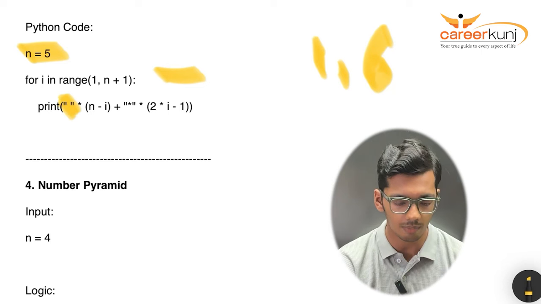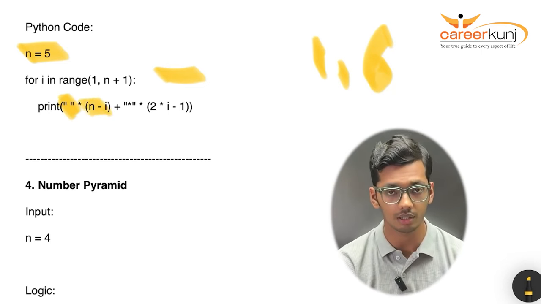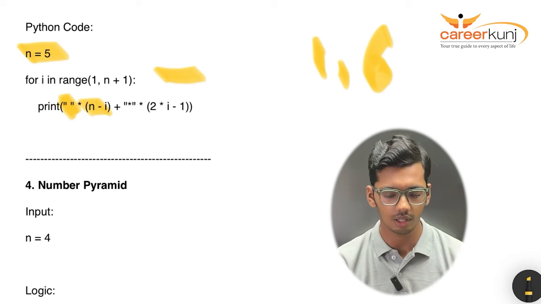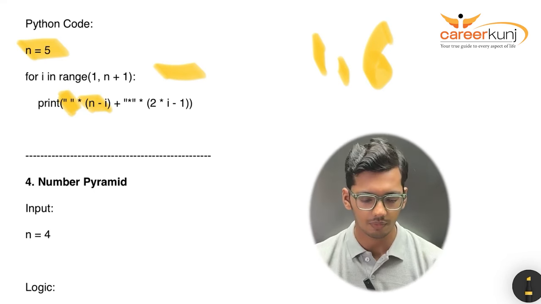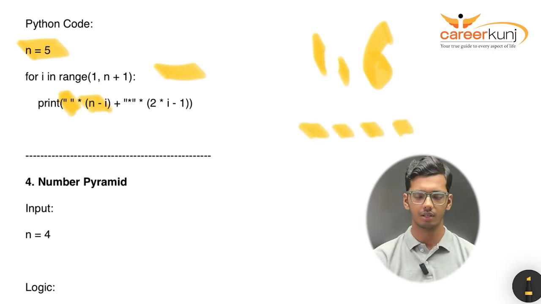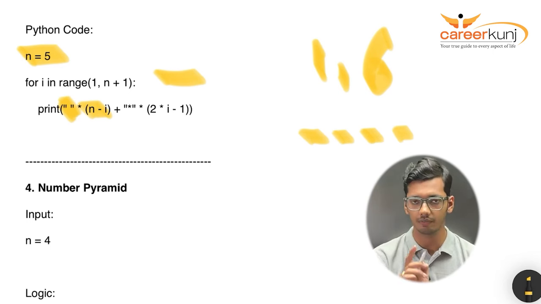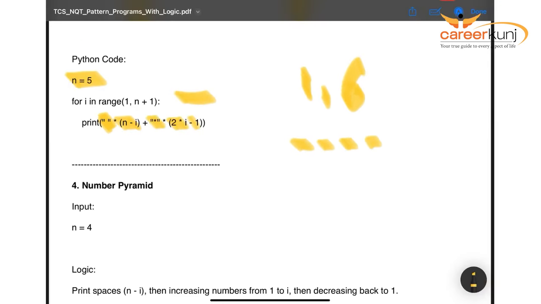It will print n minus i spaces. My n is what? 5. What is my i? For the first line, it is 1. That means initially what will it print? My i is 1, right? And n is 5. So it will print 4 spaces. Here I am making it 1, 2, 3, 4 spaces. Correct? That is space into n minus i. My n is 5, i is 1 in the first iteration. So here we see we have 4 spaces because it is space into n minus i.